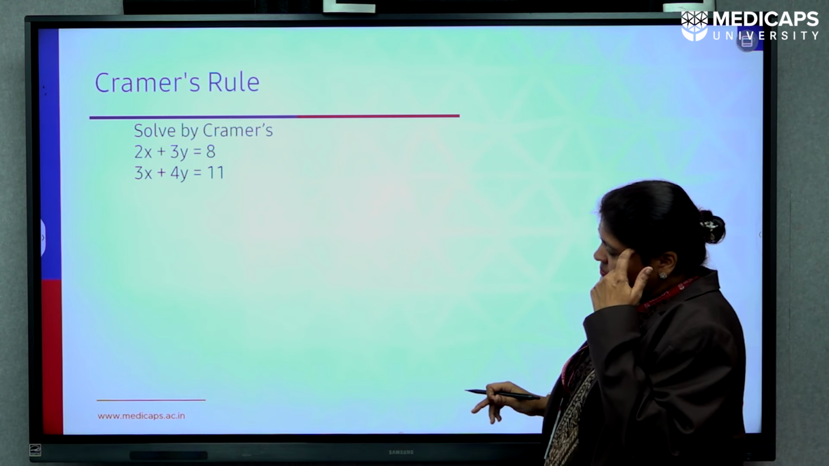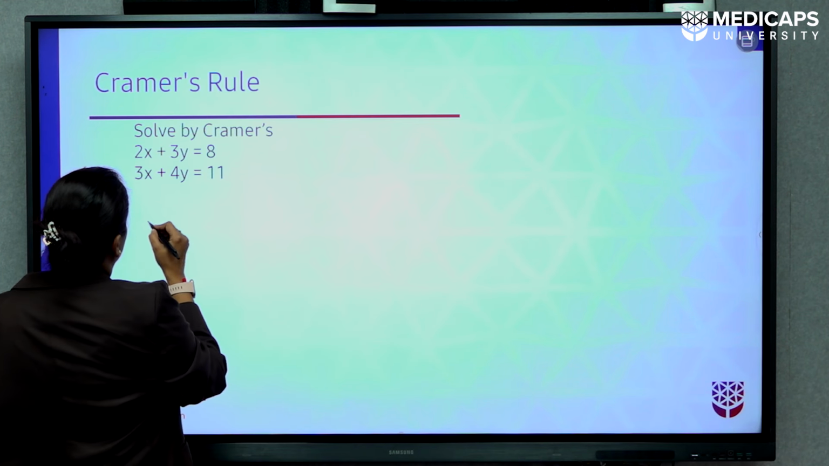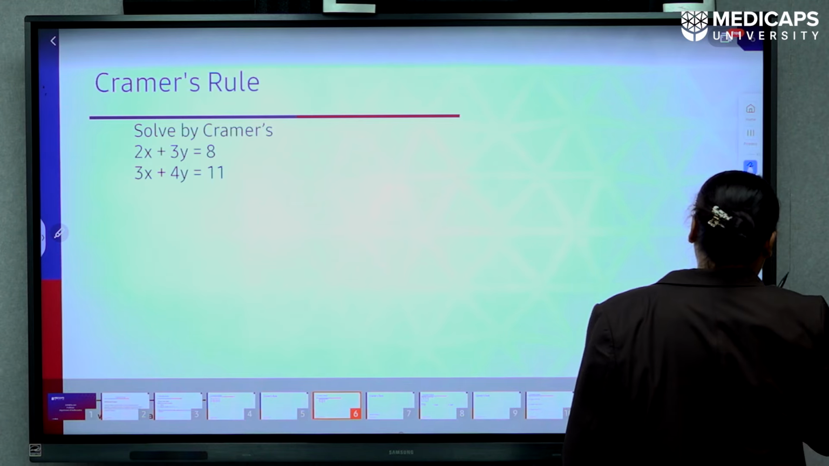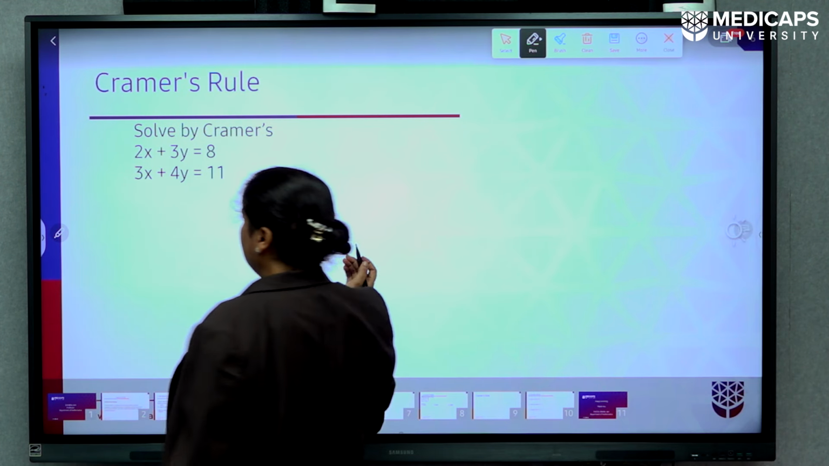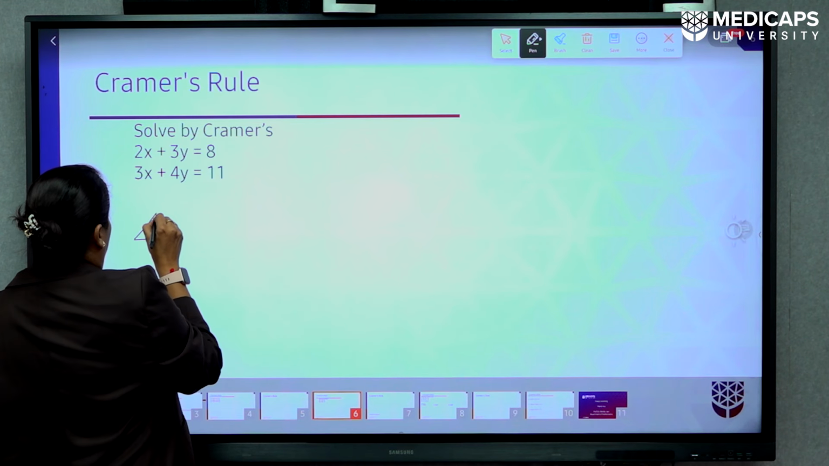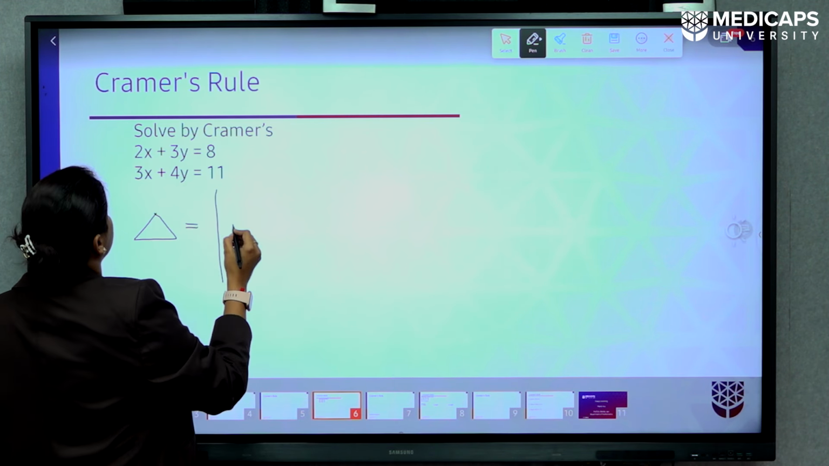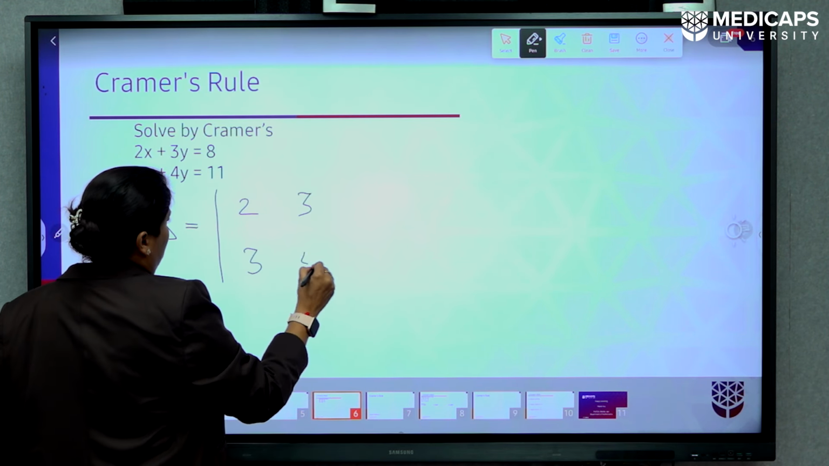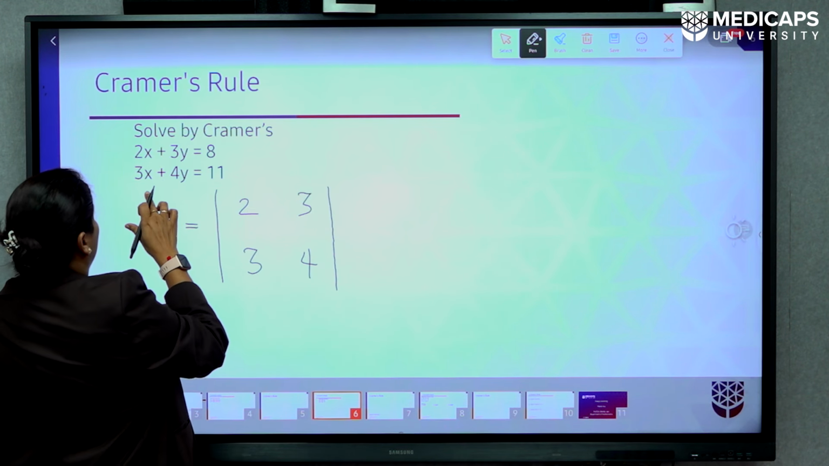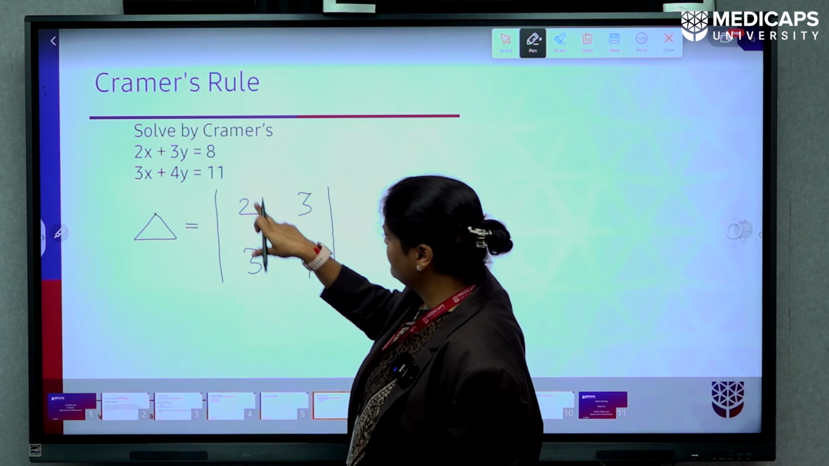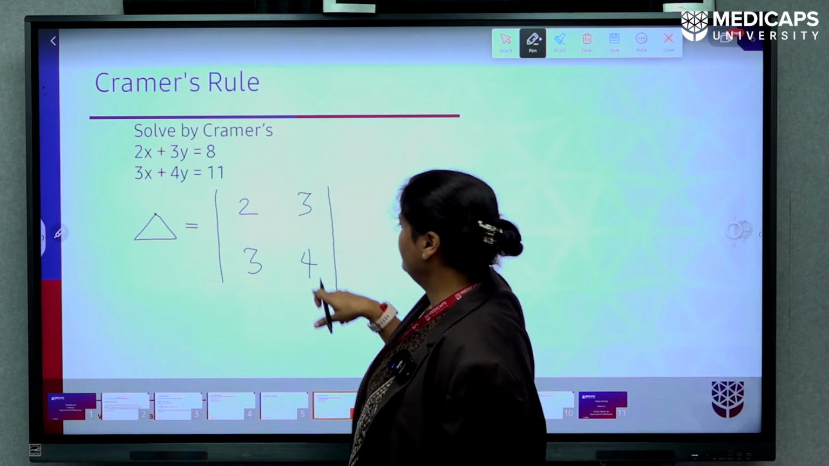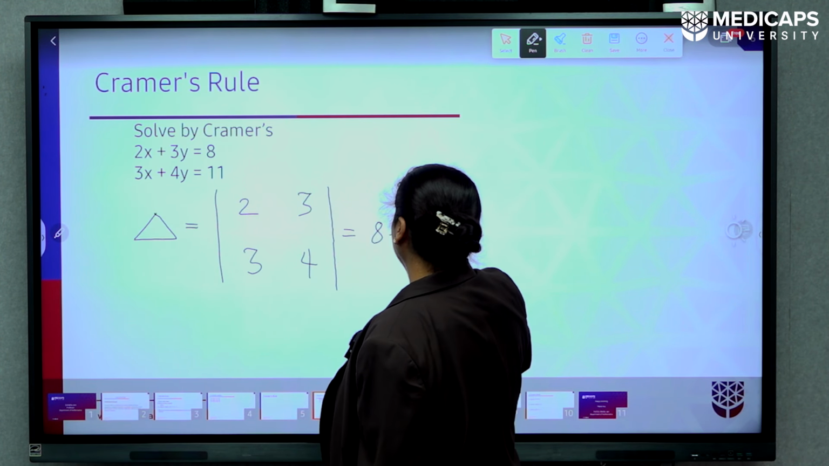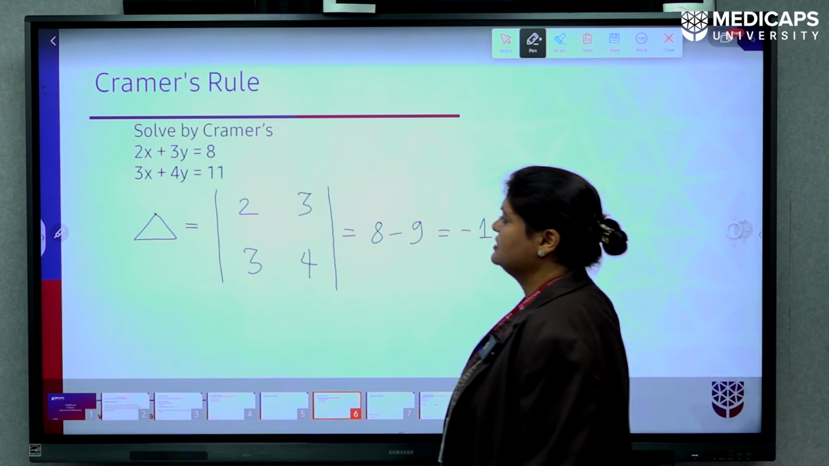Since it is a 2 cross 2 system, Ax equal to b, we have a matrix equation here, and we have to find the delta. So here we are going to have a coefficient determinant: 2, 3, 3, 4. This is a coefficient matrix. Coefficient of x is 2, 3, coefficient of y is 3, 4, we have written here. So we can solve this. 4 2 ja 8 and 3 3 ja 9. So we have -1 as our del.